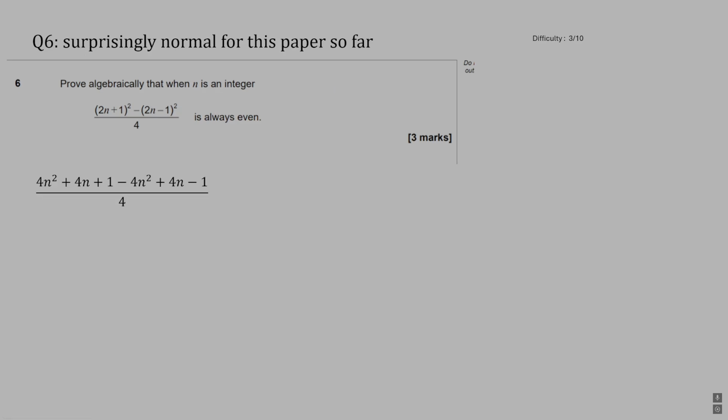Next question, this is just proof. Expand everything. I've rearranged it to make it a bit easier to see why these cancel out. You just get 8n over 4, and then you've got 2n.